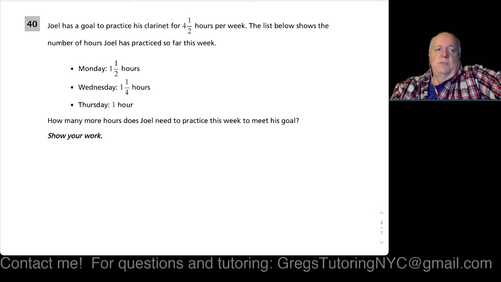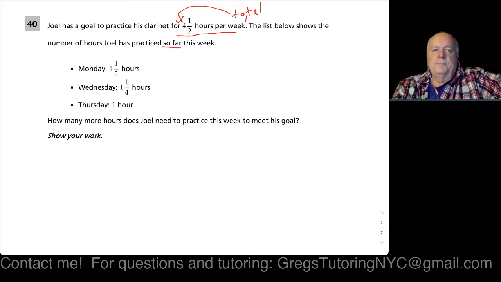Let's see. This one is another one with bullets. Let's see if it helps us. Joel has to practice his clarinet 4.5 hours per week. That's implying total. There's an implicit total there, or we could put the word total here, or for a total of, right over there. The list below shows the number of hours he practiced so far. Okay? So on Monday it is an hour and a half, Tuesday is an hour and a quarter, Thursday, 1. How many more hours does he need to practice to meet the goal? Again, the goal was the 4.5 hours.